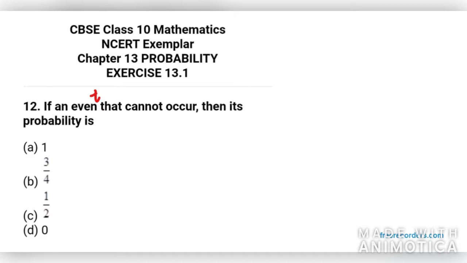So the first question is, if an event cannot occur, then its probability is. Out of these, we have option 1, second option is 3 by 4, third option is 1 by 2, and the last option is 0. So if an event cannot occur, then its probability will be equal to 0. Option D. Now moving on to another one.